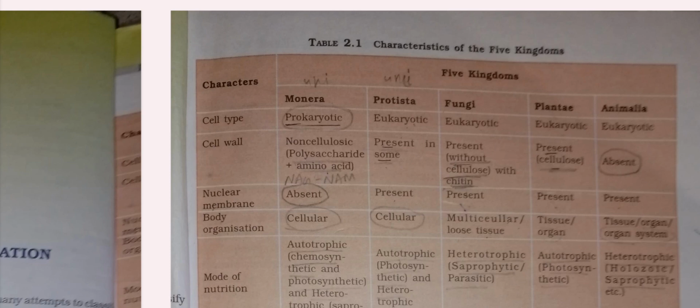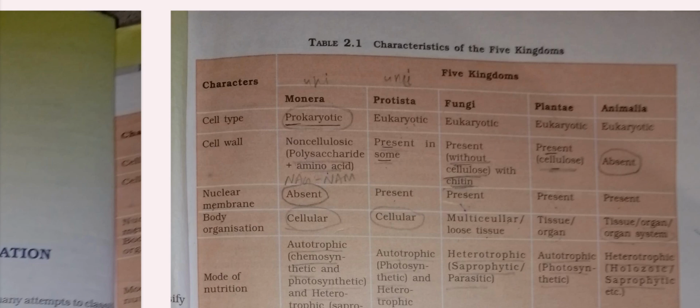Then it is called Plantae. In Plantae, the cell wall is made up of cellulose. In Animalia, the cell wall is absent. So understand? In Monera, the cell wall is made up of non-cellulosic material. That means cellulose is not present, but the cell wall is made up of polysaccharide and amino acid.